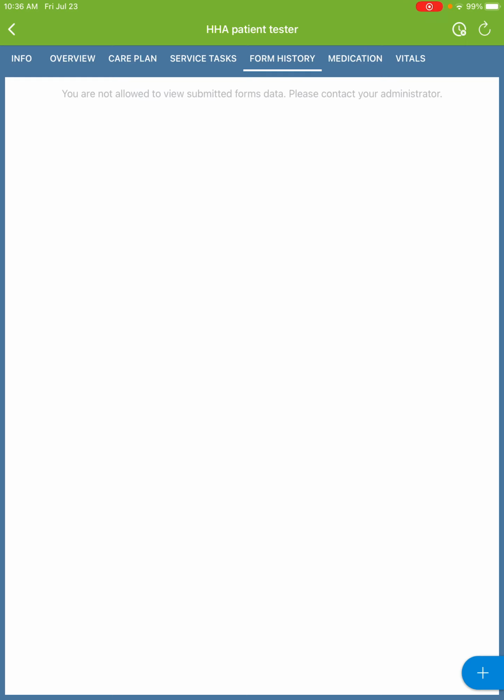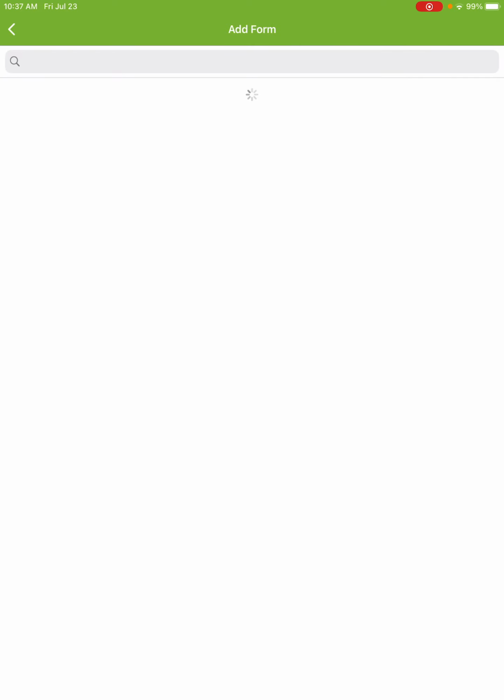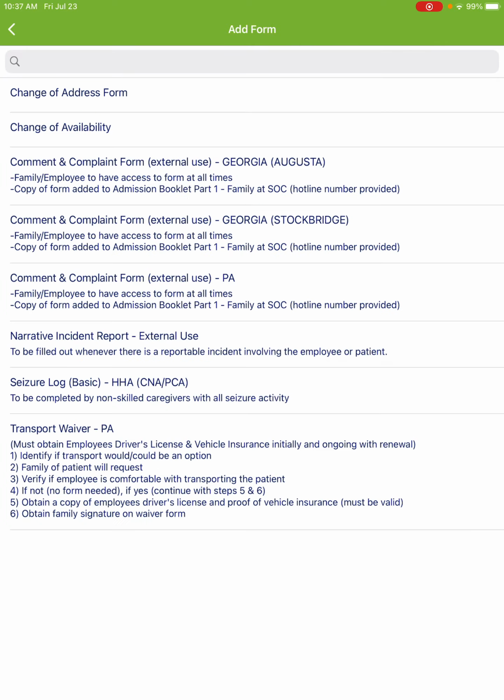So for form history, when you click on form history, in order to fill out a form, you're going to go to the very bottom right-hand corner. You'll see a blue little circle here with a plus sign in the middle. We're going to click on that plus sign. And it's going to bring us a drop down of all the forms that we as a home health aide are going to possibly need to fill out and complete.